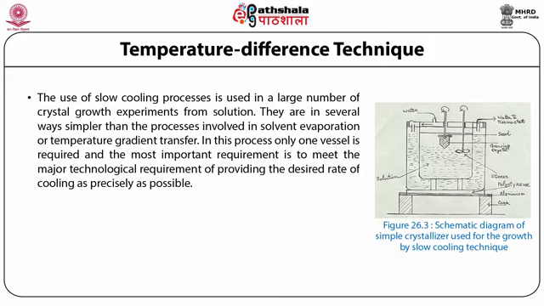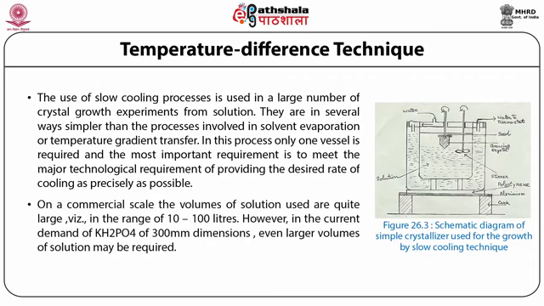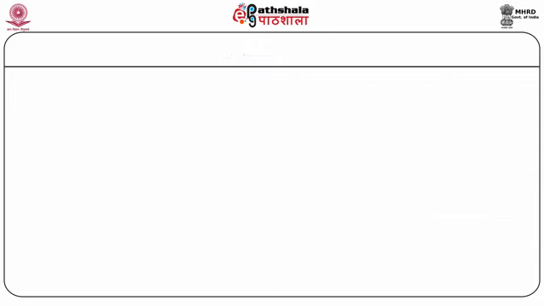In this process, only one vessel is required, and the most important requirement is to meet the major technological requirement of providing the desired rate of cooling as precisely as possible. On a commercial scale, the volumes of solution used are quite large, namely in the range of 10 to 100 liters. However, in the current demand of KH2PO4 of 300 mm dimensions, even larger volumes of solution may be required.